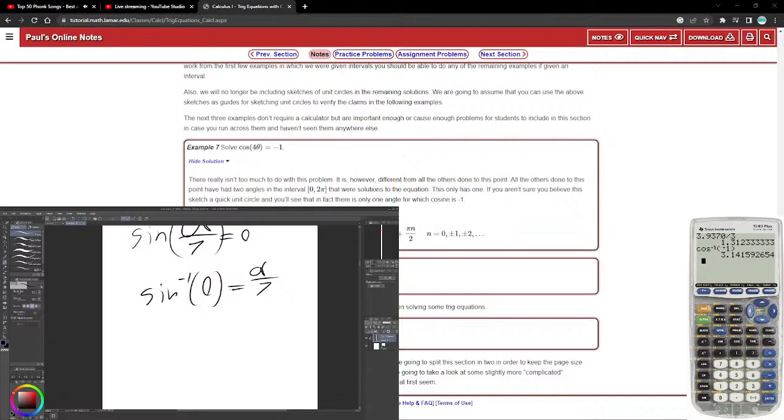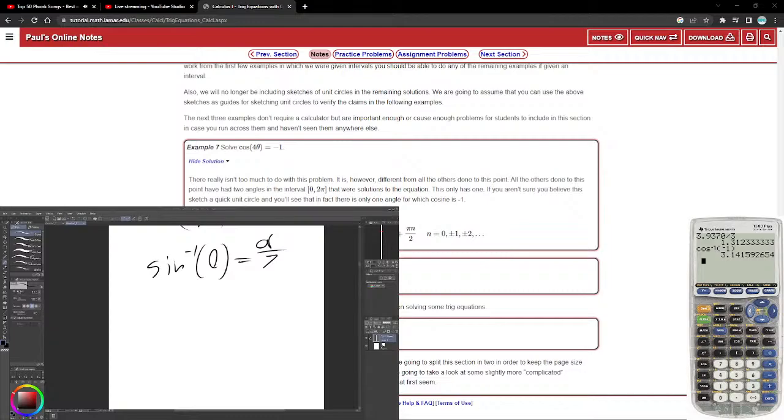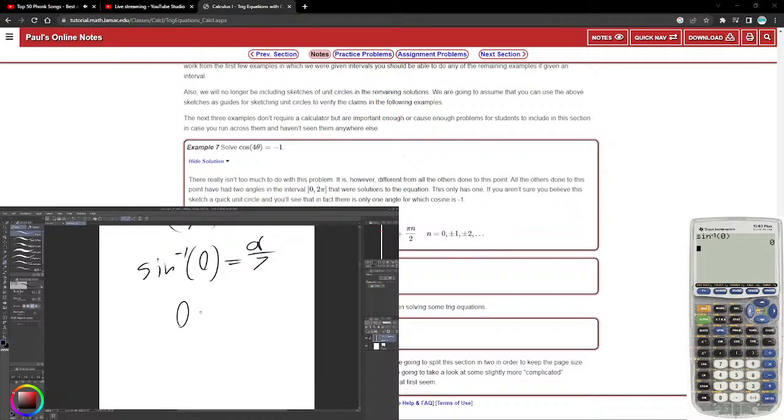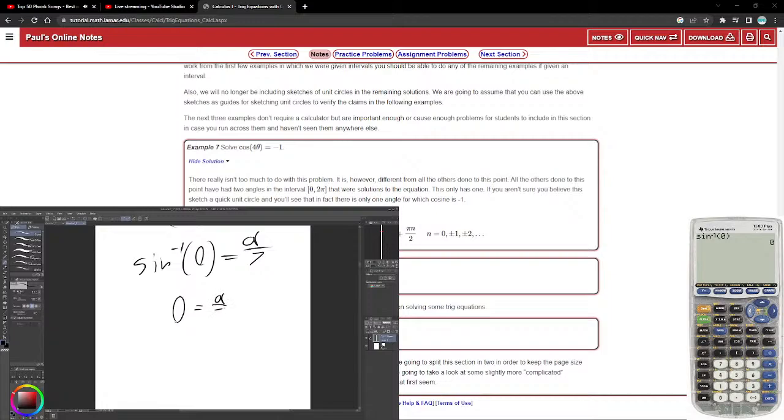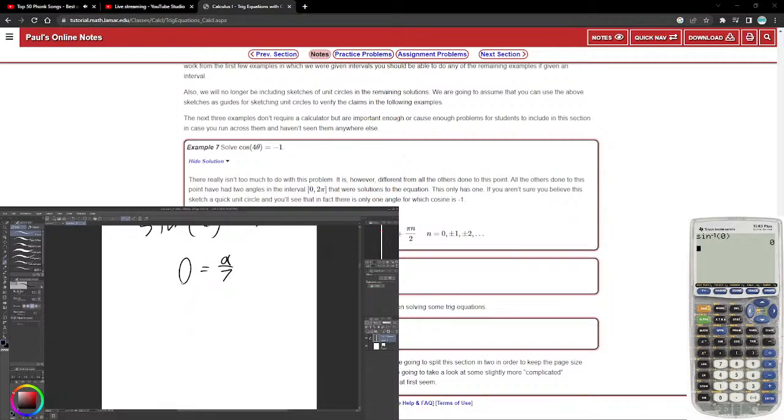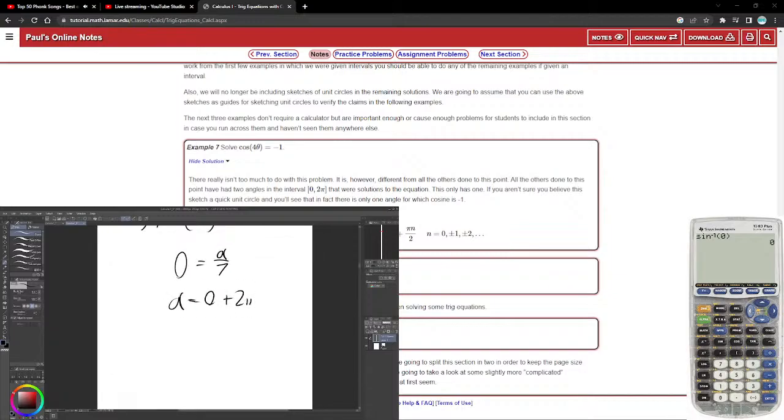There are 2 different places. Let's see what the calculator gives. Okay, so the first one's 0, I think. Won't the other one be pi? So 0 equals alpha over 7. Alpha equals 0 plus 2 pi n. So that's one of them.